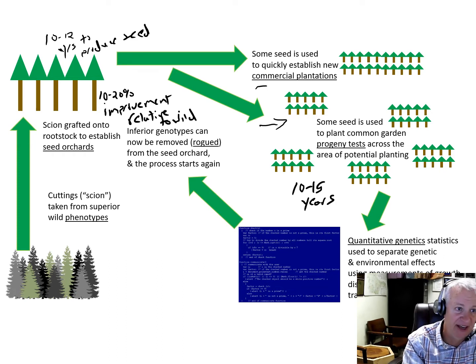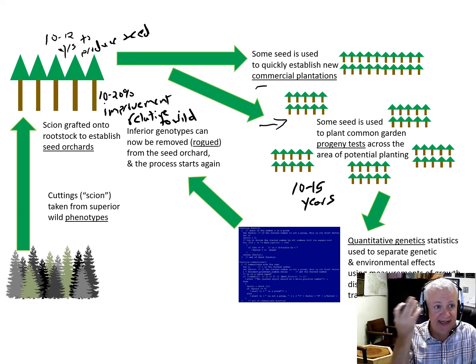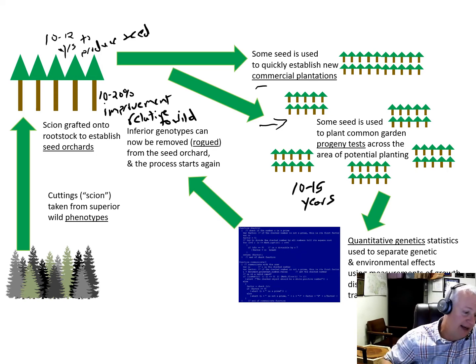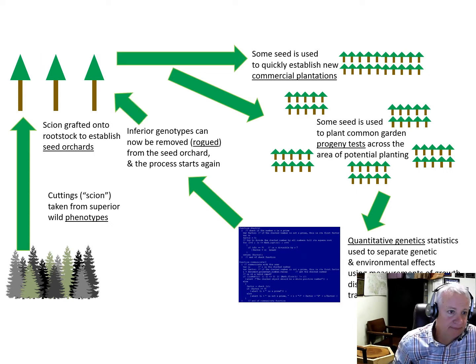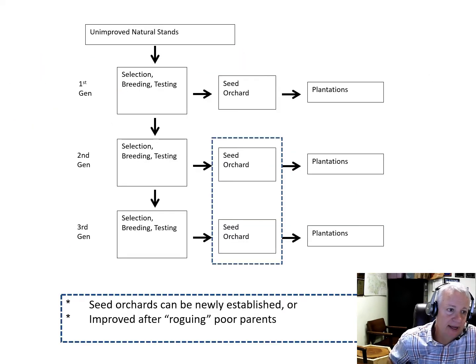And I'm speaking vaguely. Most of the time that improvement is in growth rate, but it could be in any of these traits. So at any rate, that's sort of what you can expect from one generation. In southern pines, we are now in or completing our third generation of tree improvement.